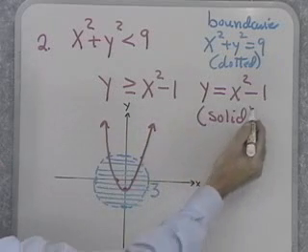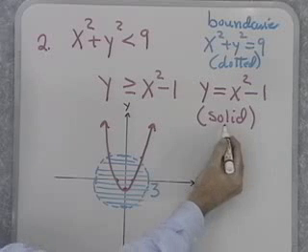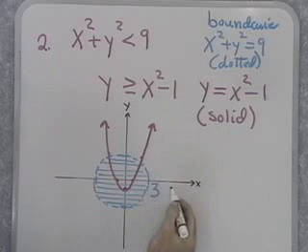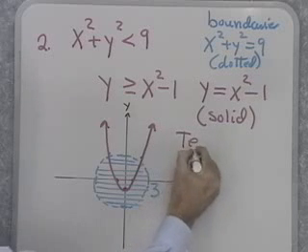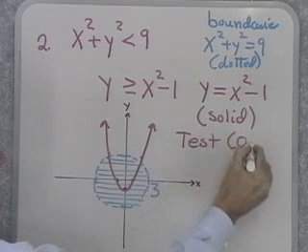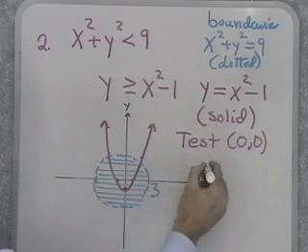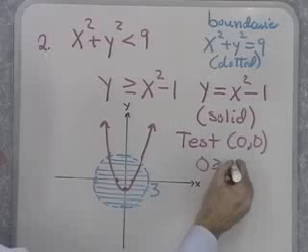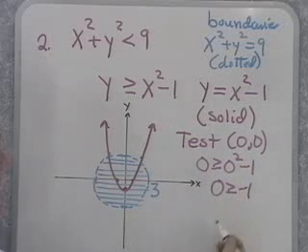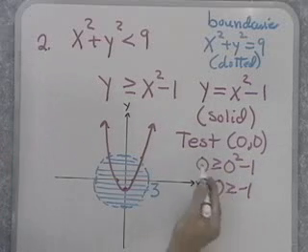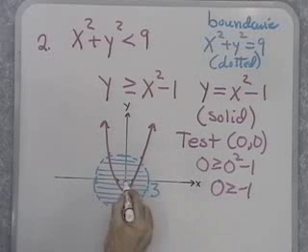Okay, that's the boundary. I've drawn it with a solid curve. Now I want to test some point that's not on the boundary. Again, the origin is not on the boundary, so let's test 0, 0 in the original inequality. 0 greater than or equal to 0 squared minus 1. Is 0 greater than or equal to negative 1? The answer is yes, so I'm in the correct region when I'm here at the origin.